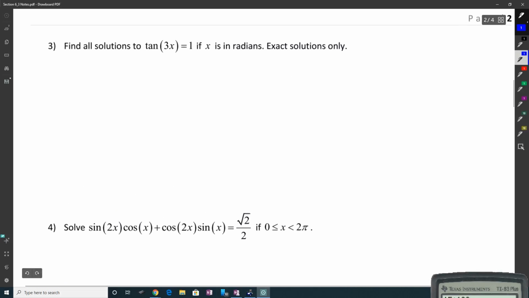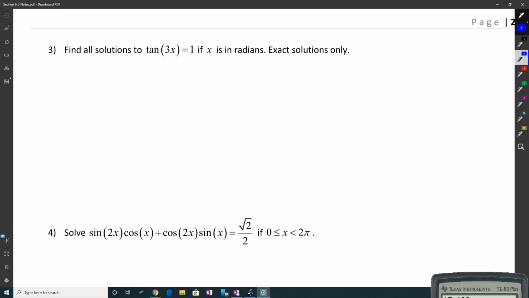So find all solutions to tangent of 3x equals 1 if x is in radians. So they don't say just the first rotation, so they say all solutions. So looking at this, let's go ahead and find my reference angle. So the inverse tangent of 1 is, we're in radians, pi over 4.